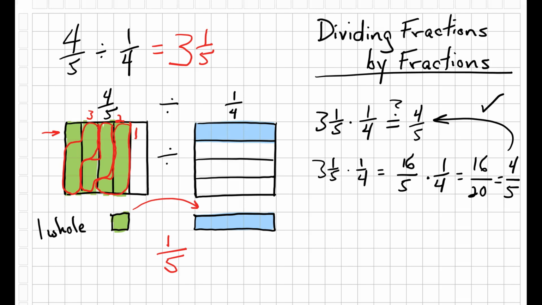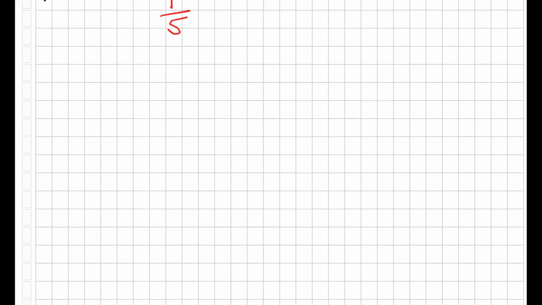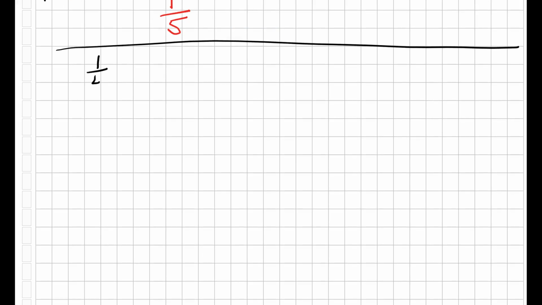Now, in this example that we just did, our divisor was smaller than our dividend, right? 1/4 is smaller than 4/5. So when we ask how many 1/4 can we subtract from 4/5, our answer was 3 and something. Well, what happens if we do a division problem in which our divisor is larger than our dividend? Let's try it. Let's do this division problem. 1/4 divided by 4/5.